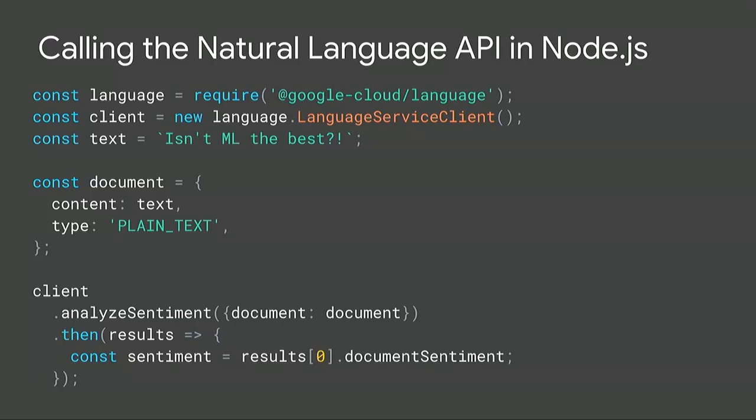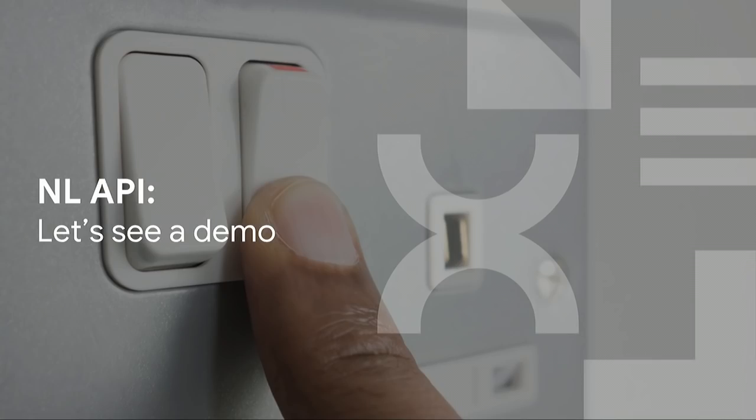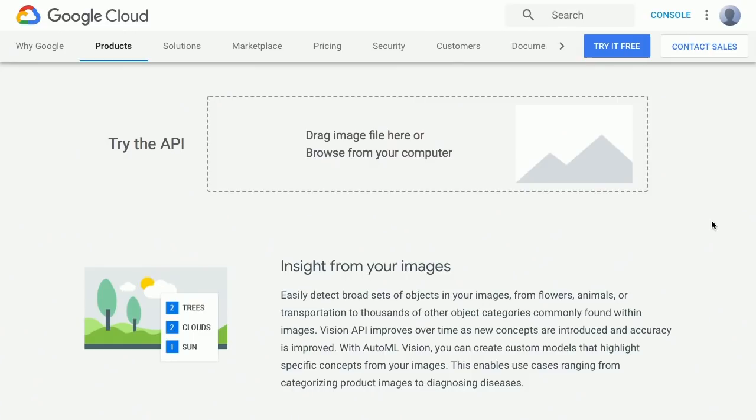This is an example of calling the Natural Language API in Node.js. Again, it's just a REST API, so you can use it in any language you'd like. So here, we're calling the Analyze Sentiment endpoint, and then we're analyzing the sentiment of our text. So let's go into a demo of the Natural Language API.